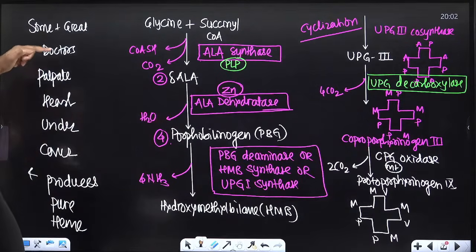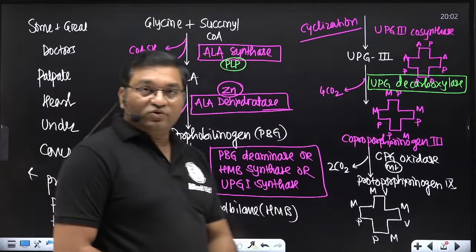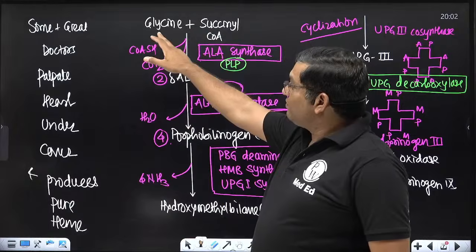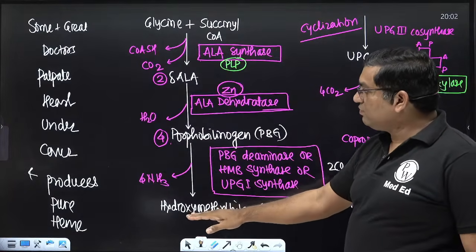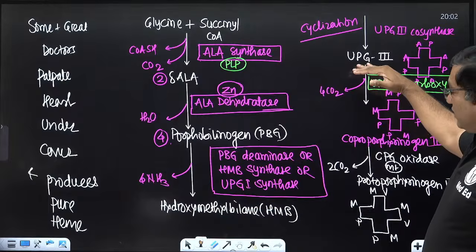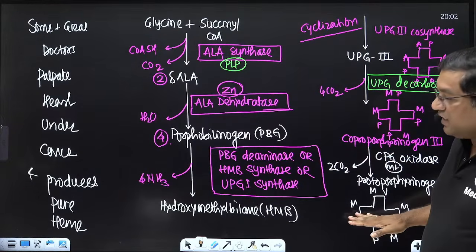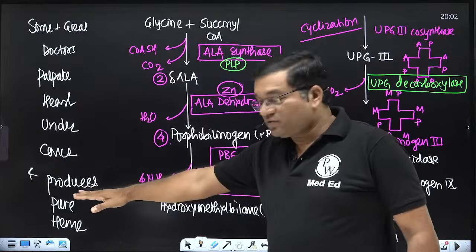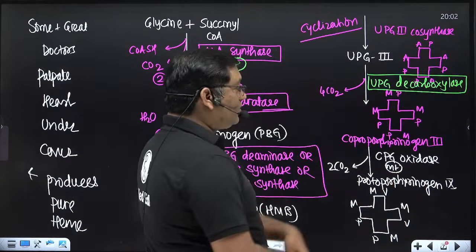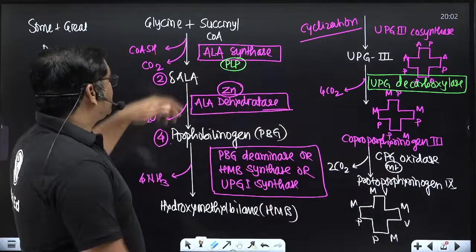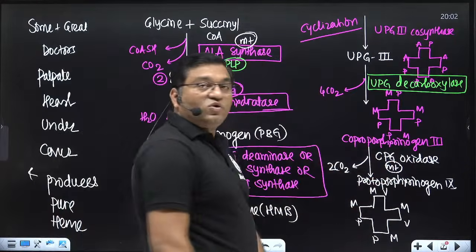See, some great doctors palpate heart undercover produces pure heme. So succinyl coenzyme A, glycine, delta amino levulinic acid, porphobilinogen, hydroxymethylbilane, uroporphyrinogen 3, then coproporphyrinogen 3, then protoporphyrinogen 9. We have come up to here, produces protoporphyrinogen 9. Now this is oxidase. From here the mitochondria starts. The first step happened in the mitochondria. Now with the oxidase, the mitochondria starts again.